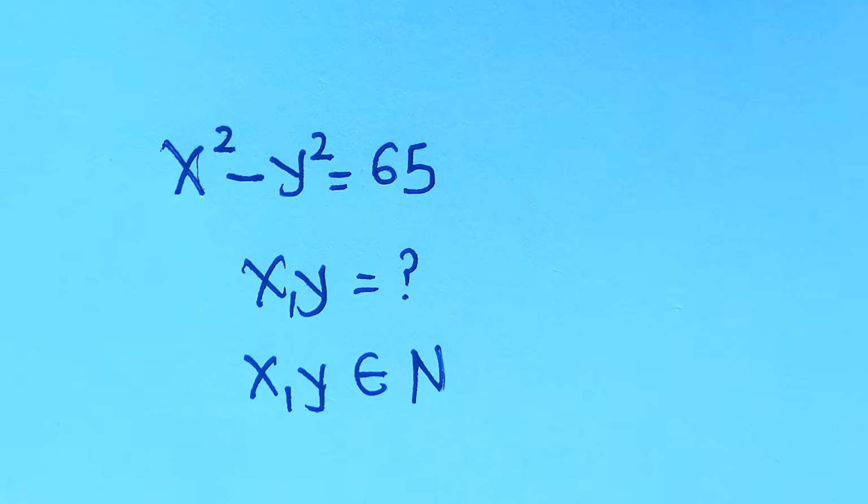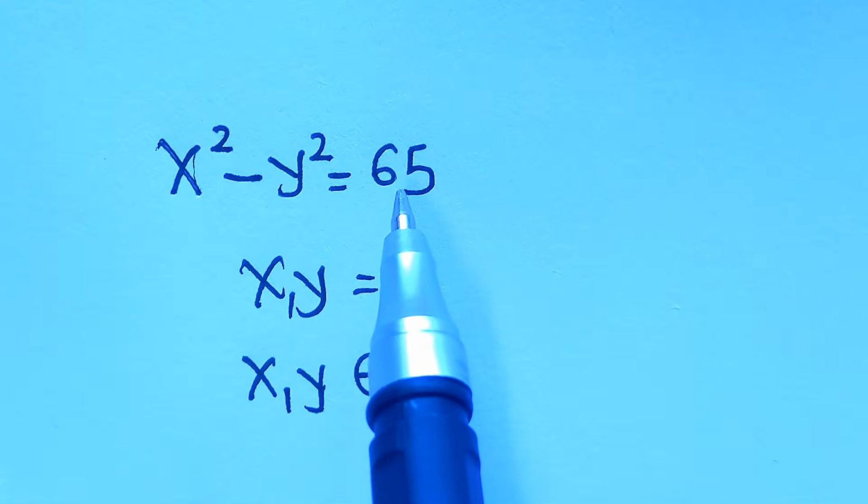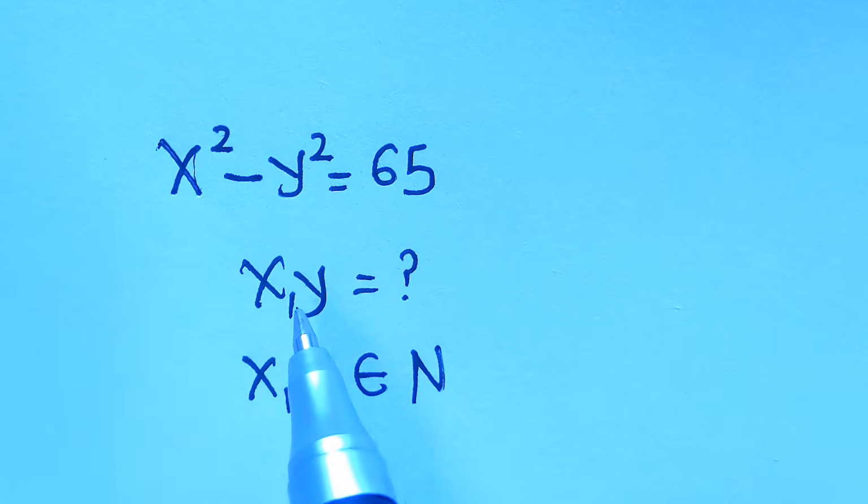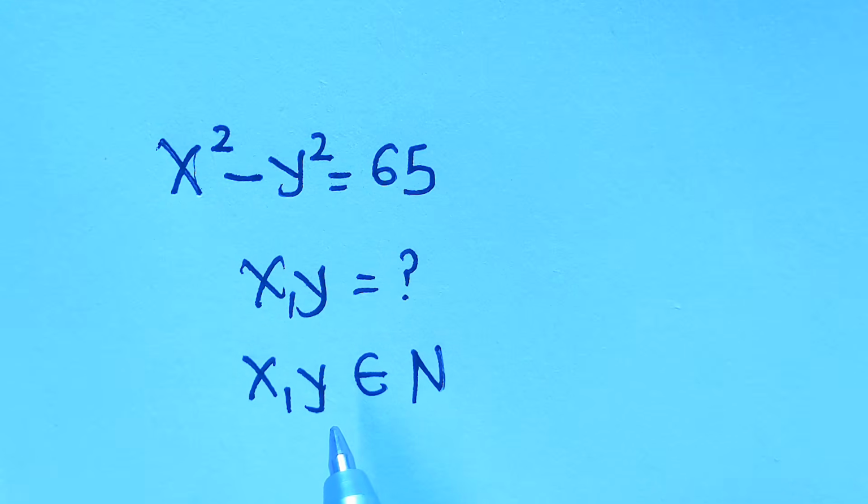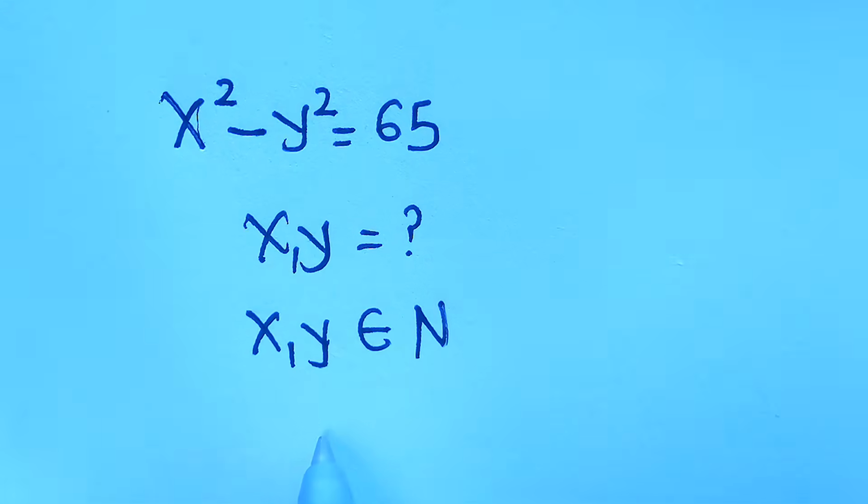Hey everybody, welcome to this platform. In this video we are given a question: x squared minus y squared equals 65, and we are supposed to find the values of x and y, where x and y are elements of natural numbers. It means that negative numbers are not included. Let's provide the solution.